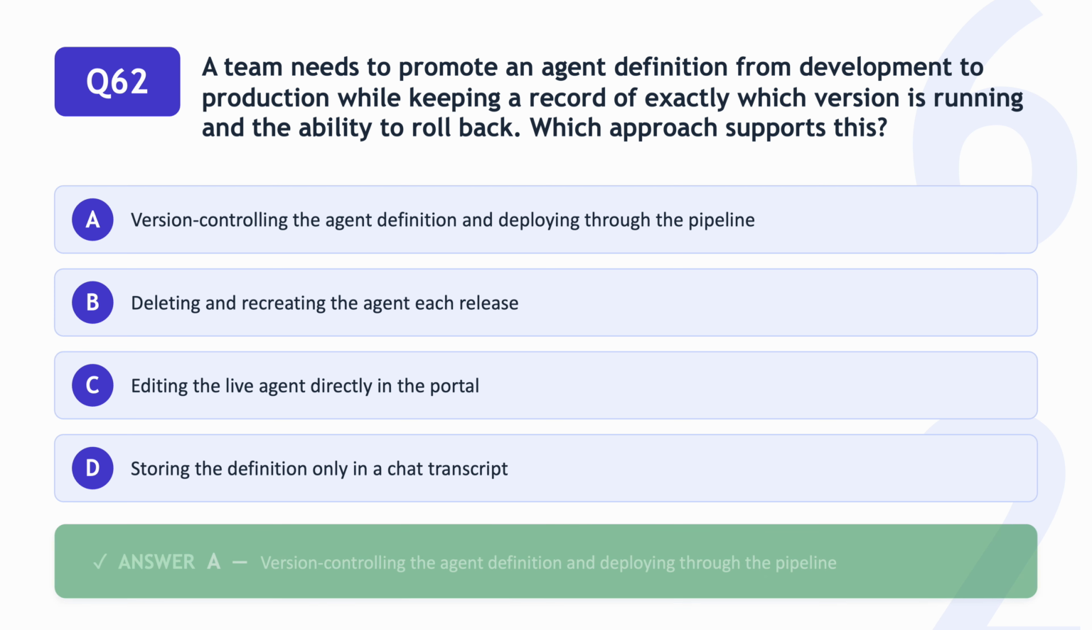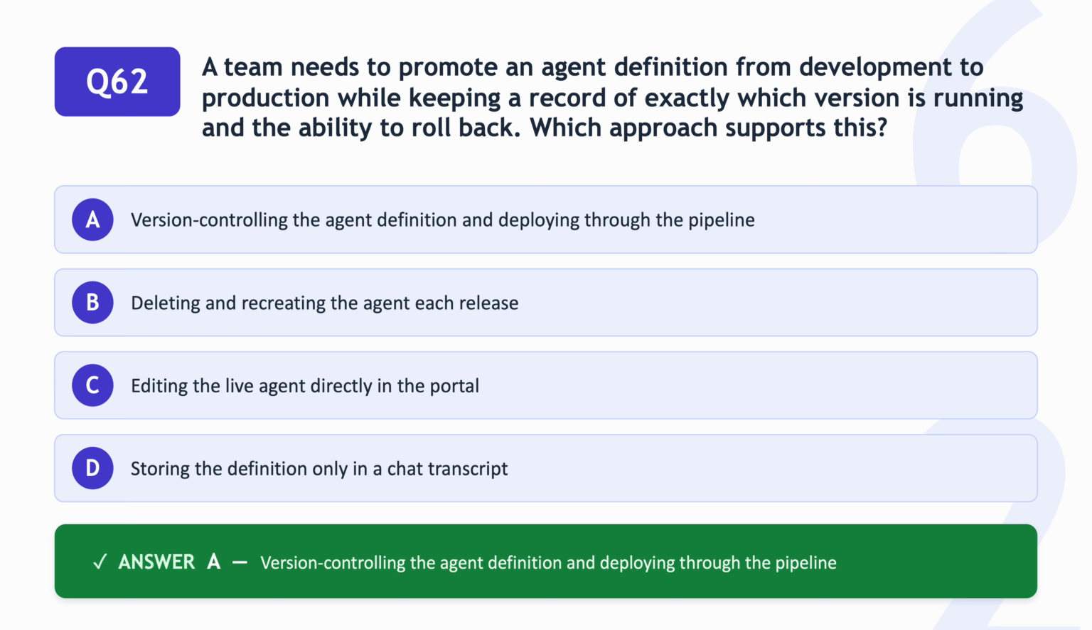Correct answer: A. Version controlling the agent definition and deploying through the pipeline. Why A is correct? The requirements are: promote from development to production, know exactly which version is deployed, support rollback, maintain release history and traceability. These are classic DevOps, GenAIOps requirements.